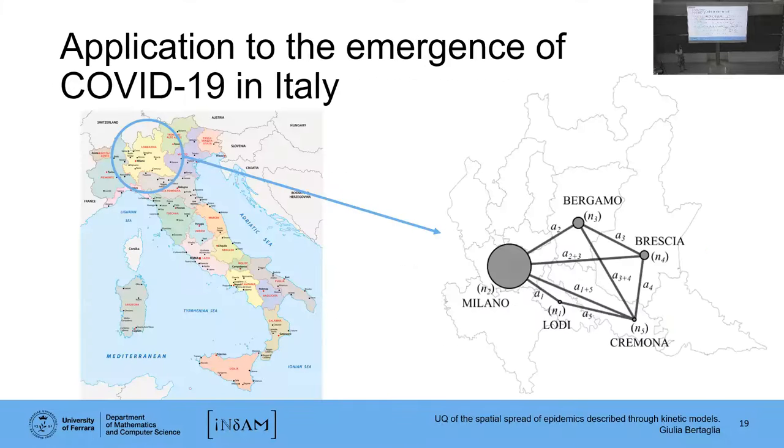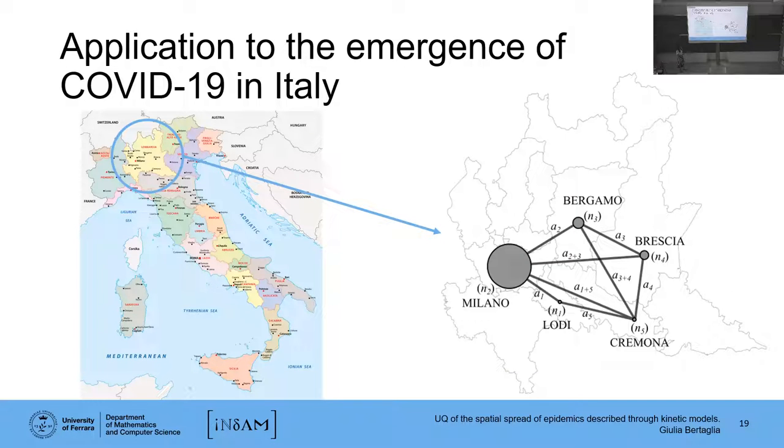and then consequently also the variance. So to show you an application, we considered a real epidemic scenario, the outbreak of COVID-19 in Italy. In Italy, the first detected cases were in this region, the Lombardy region, where Milan is. And so we built up our network, considering the five cities that have been majorly affected by the virus at the beginning of this pandemic.